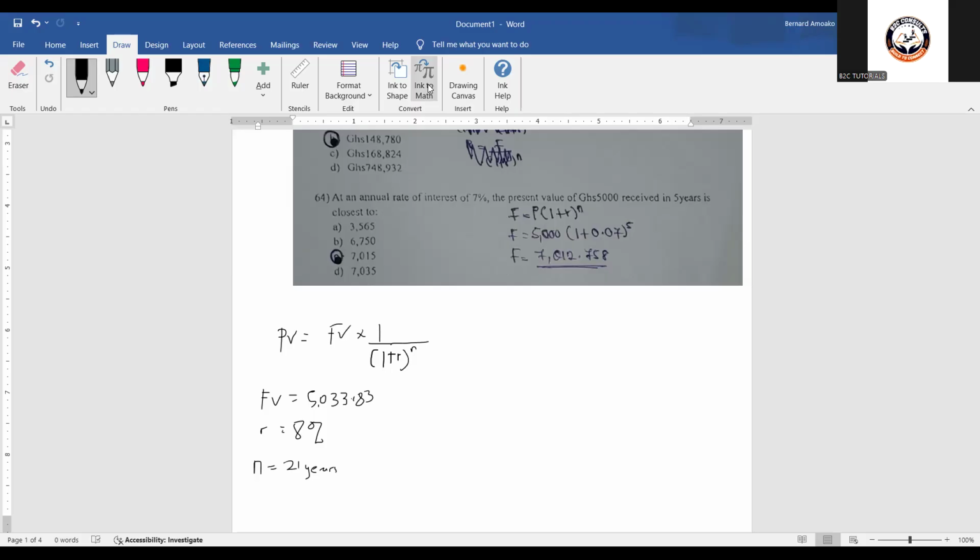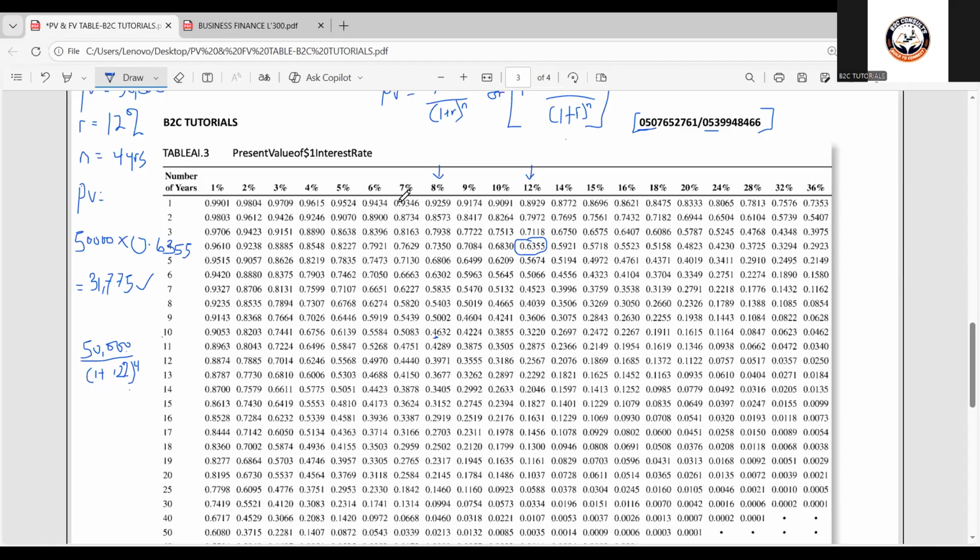Let's go to the table and see if we can find it. So this is present value. This is the 8%, but then we don't have 21 years. So it will be a bit of a challenge here. But if you are asked to, they'll put it in 21 years for you, and then you'd find it.